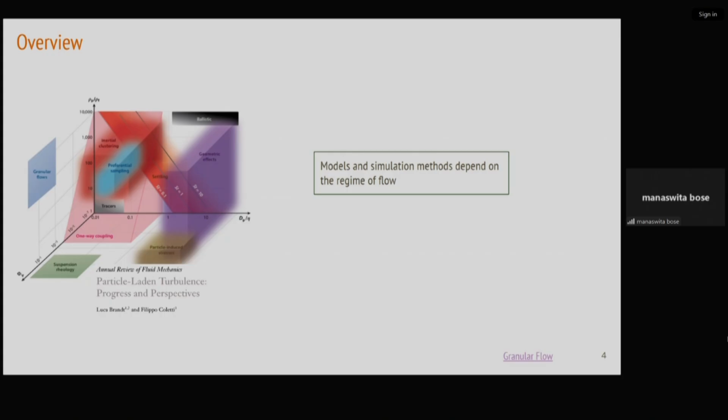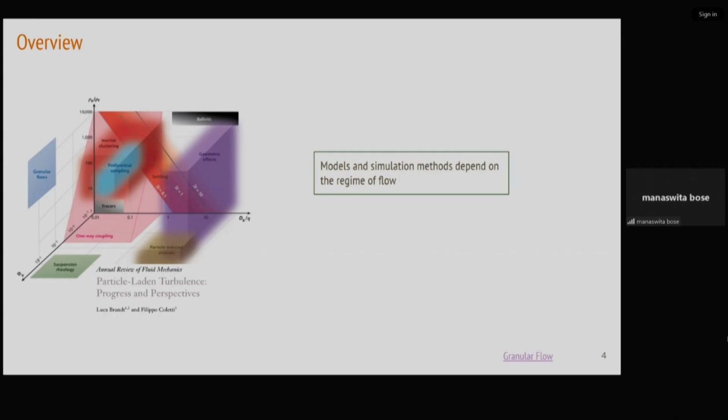So the volume occupied by the solid divided by the total volume, in other words, the fraction of the volume occupied by the solid, is the volume fraction, and that forms this particular axis, phi v. Then the vertical axis, rho p by rho f, is the density ratio. And then what is the third axis? dp by eta. dp is the particle diameter and eta is the Kolmogorov length scale. To begin with, I just leave it at saying that this is the length scale which is associated with turbulence. Now, based on this, you can see the nature of the flow that one gets to see.